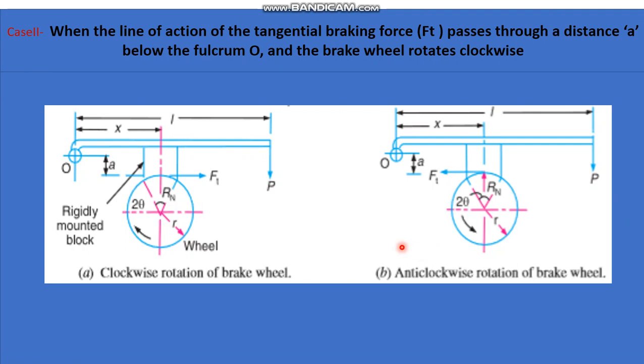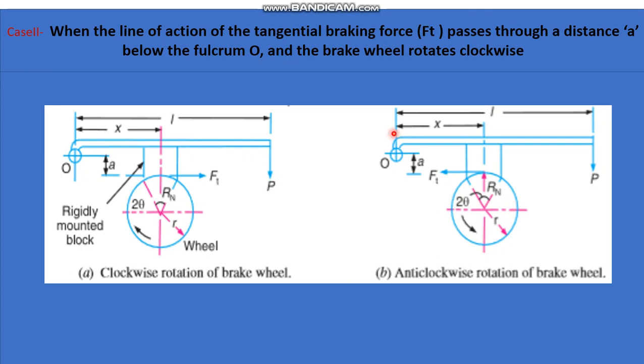In the second case, when the line of action of the tangential braking force passes through the distance A below the fulcrum, and the block rotates in clockwise direction, and second is the block rotates in anti-clockwise direction. In the previous lecture I have already discussed in the first case about the single shoe or block brake system, which was that when the line of action of a braking force passes through the fulcrum.